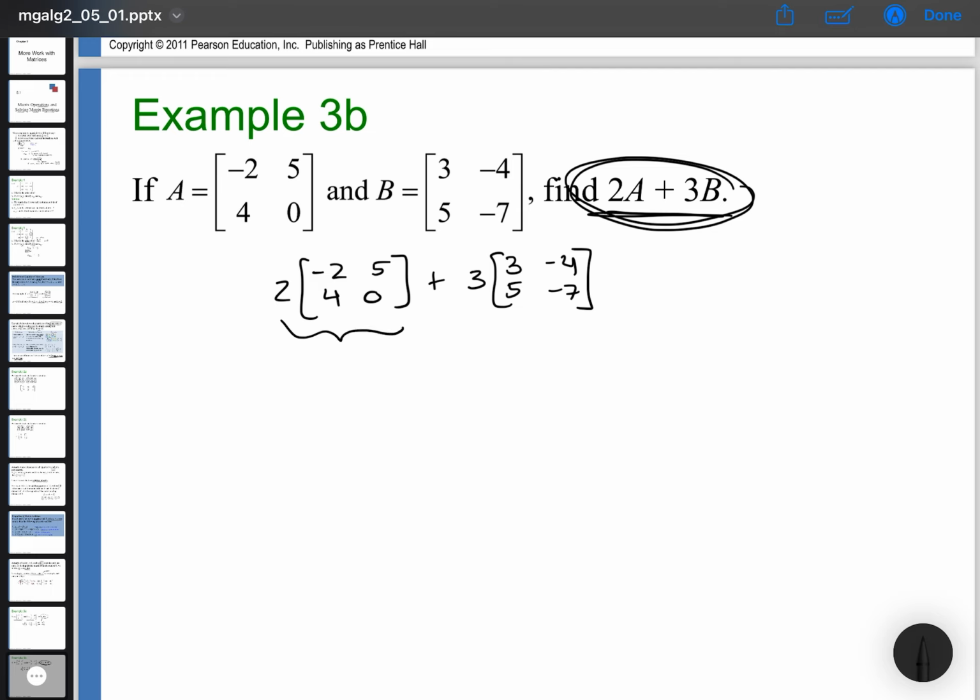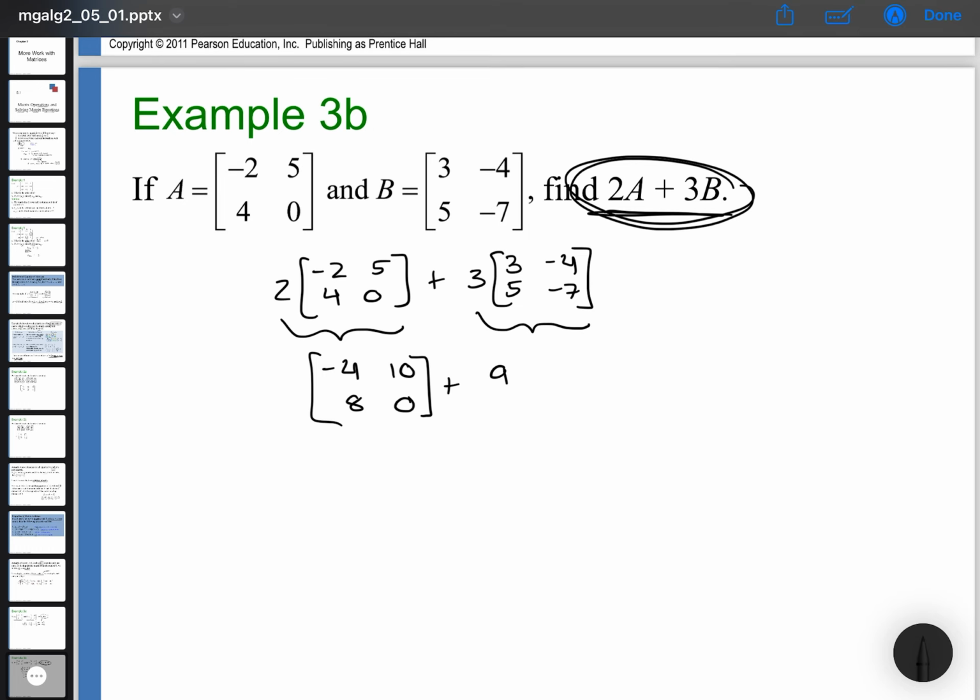Let's start with this one. Multiply each element by +2. That's going to give us -4, 10, 8, and 0. And then I'm going to want to add that to this one. Over here, I'm doing scalar multiplication by 3, which is going to give me 9, -12, 15, and -21.